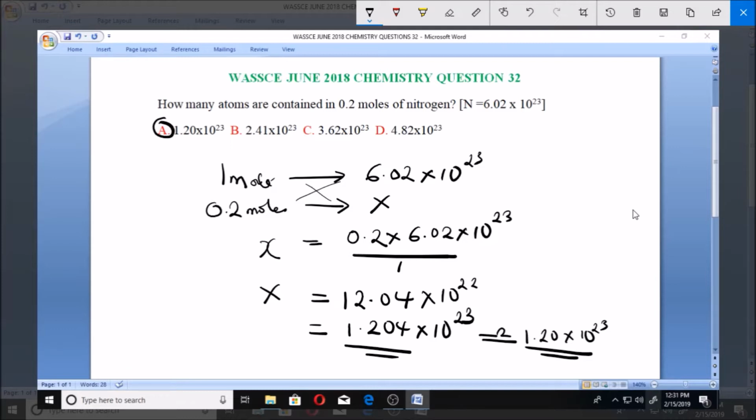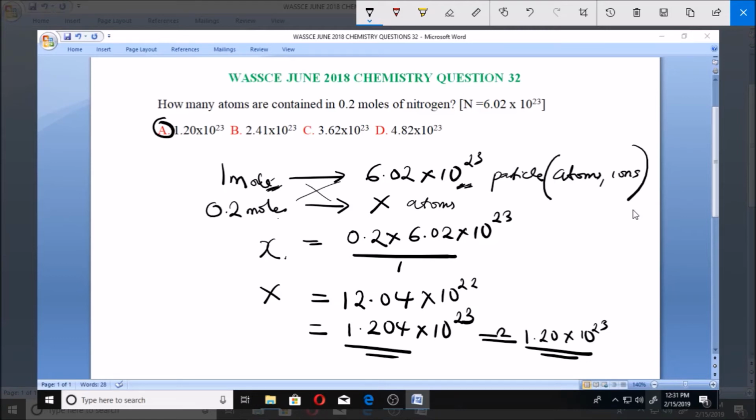So it is very important for you to notice that 1 mole contains this number of particles, and these particles are not necessarily atoms. It could be atoms, it could be ions, you understand? It could be any of the particles. So 1 mole of every substance contains this number of particles. So 0.2 moles will contain X atoms or ions or anything. So make that X the subject of the formula to find how many atoms.